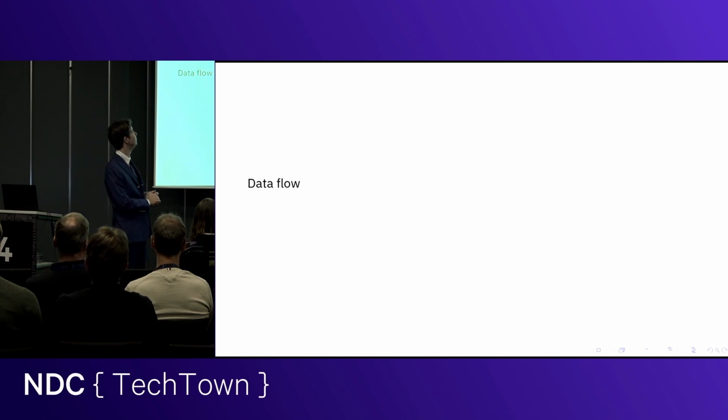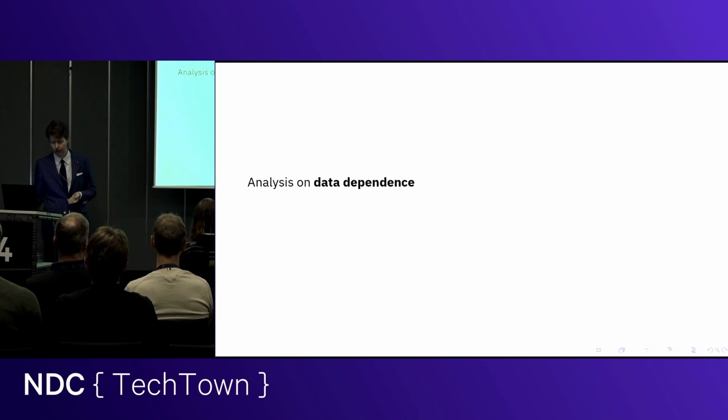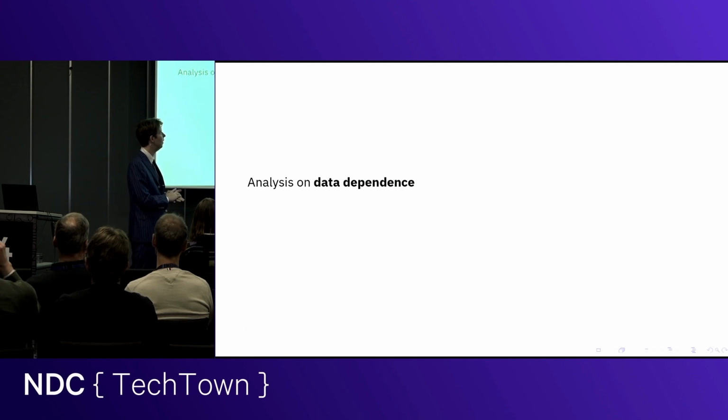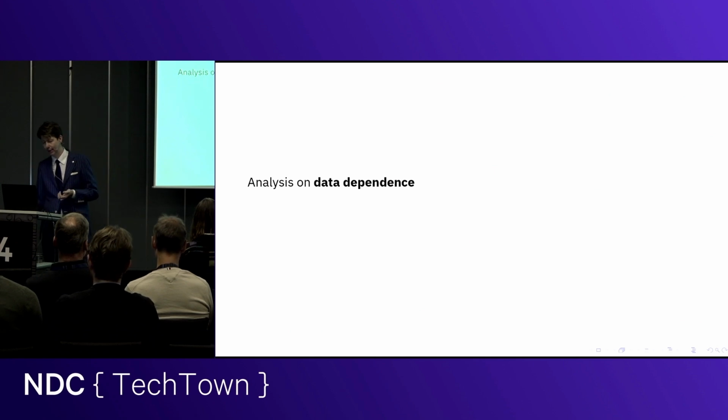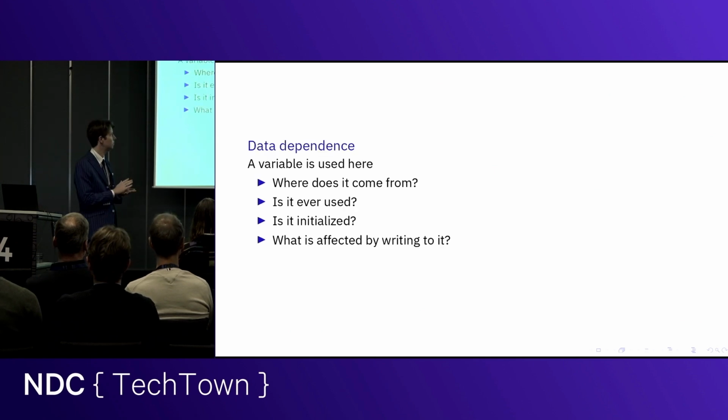Data flow. Data flows through the program. Data is a river. This is really the art of analysis on data dependence. We want to understand how our program interacts depending on the data that we're pushing through it. Breaking it down a little bit, data dependence tries to answer a question like, when a variable is used here, where does it come from? Is it used? Is it initialized?